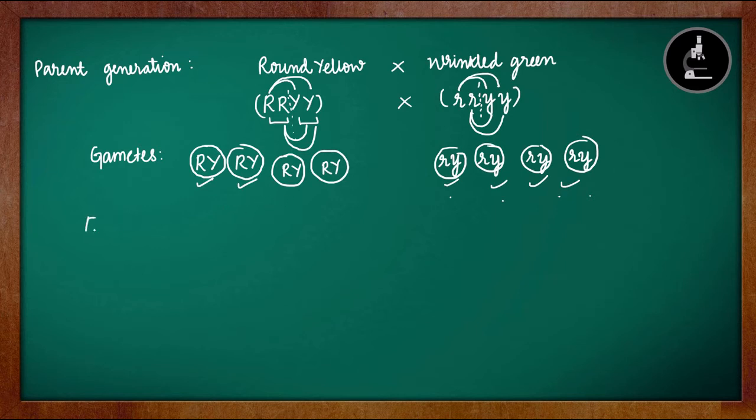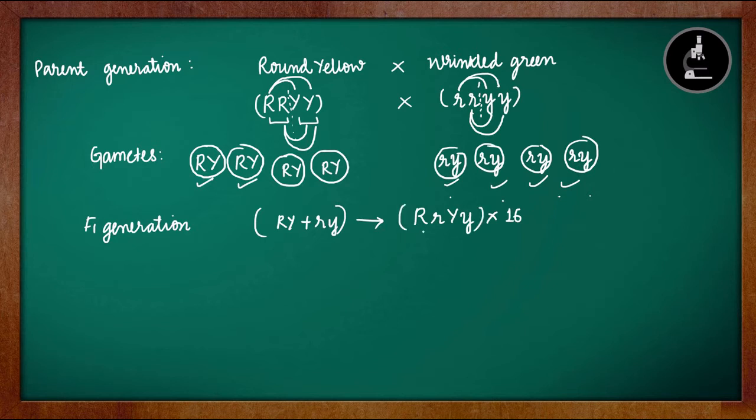So if we see the F1 generation, we will be getting RY plus RY. So this will be giving us the F1 generation. That will be capital R, small r, capital Y, small y. This will be 16 times. Because here we have 4, here we have 4. So if we make Punnett square for this, we will be getting 4 into 4, 16. So 16 this we will be getting. In the F1 generation, our genotype will be capital R, small r, capital Y, small y.